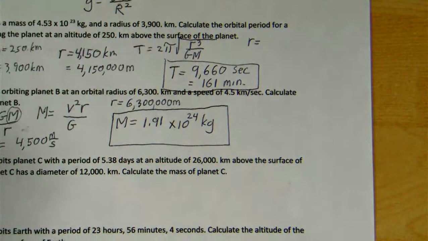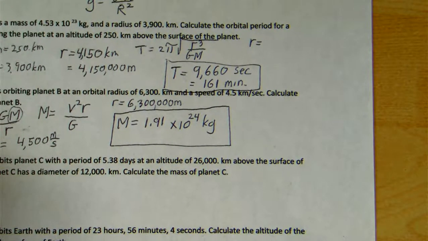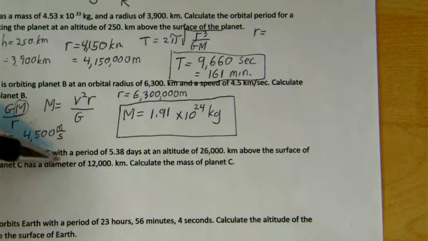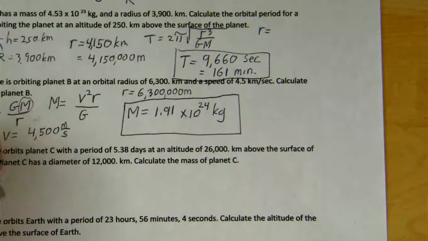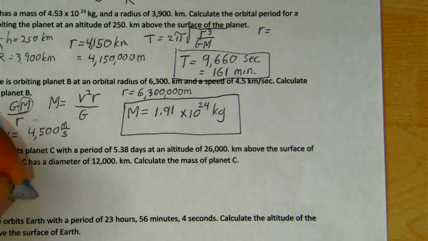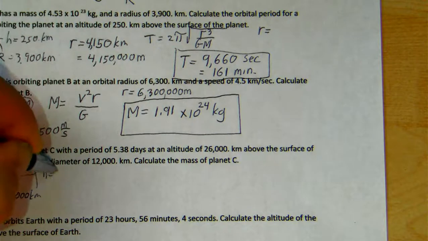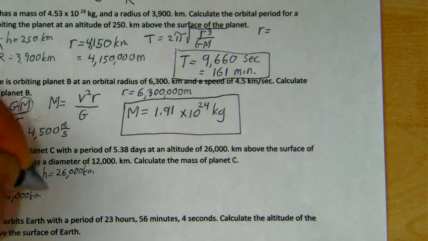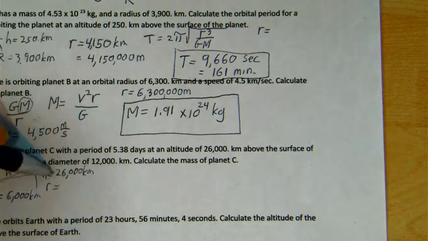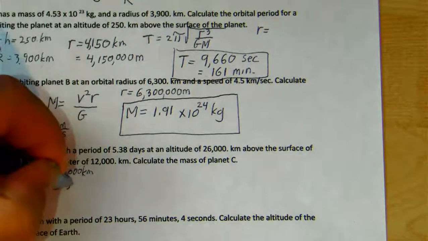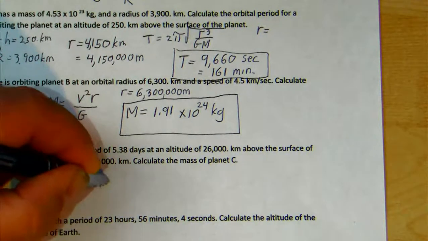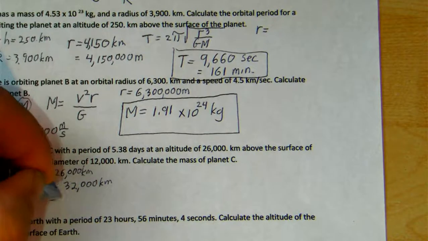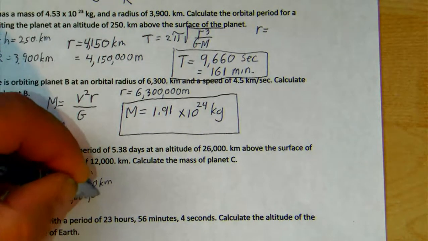Well, so again, if you do your little sketch, the radius is going to be half the diameter. So the radius is 6,000 kilometers. The altitude is much larger than the radius. The altitude is 26,000 kilometers. So the orbit radius is the sum of 26,000 plus 6,000, which is 32,000 kilometers. And of course, in the formula, you'll enter that as 32 million meters.